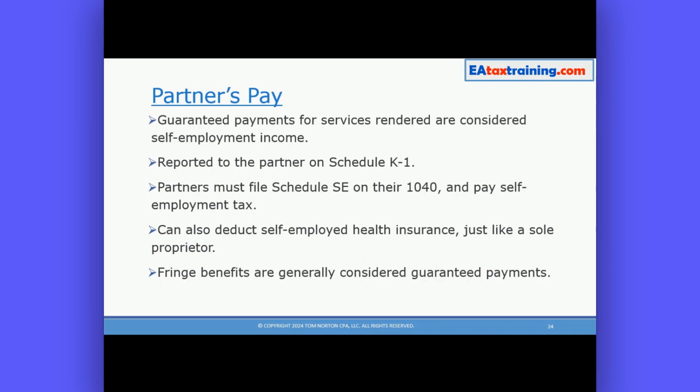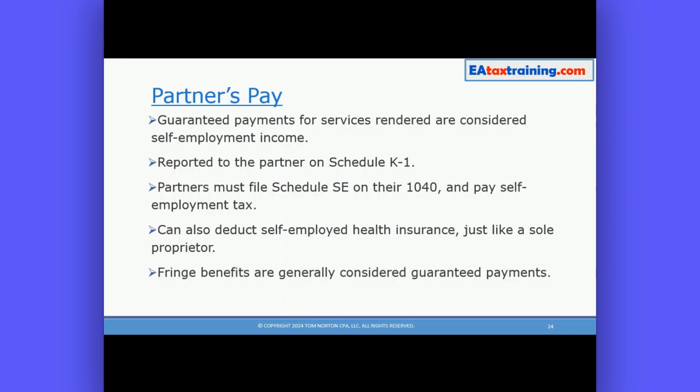They are reported to the partner on Schedule K-1. So an employee would get a W-2. The partner's not going to get a W-2. Instead, on their K-1 will be a line that reports their particular guaranteed payments that they received. The partner has to file Schedule SE on their Form 1040 and pay the self-employment tax. They can also deduct self-employed health insurance, just like a sole proprietor can, assuming they meet the requirements for that.